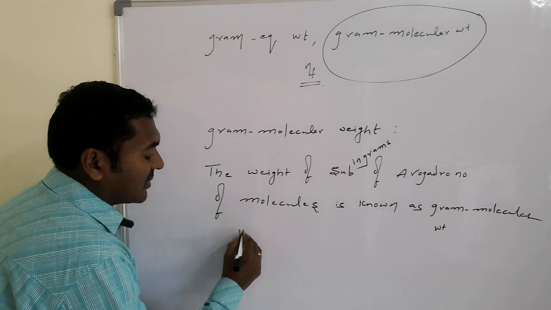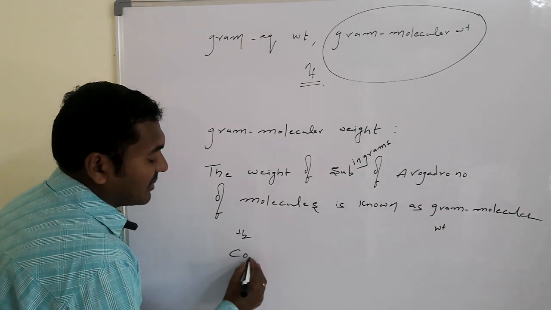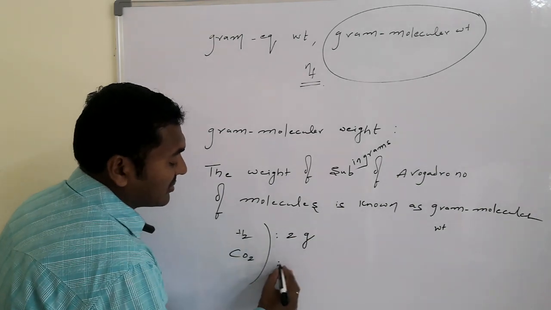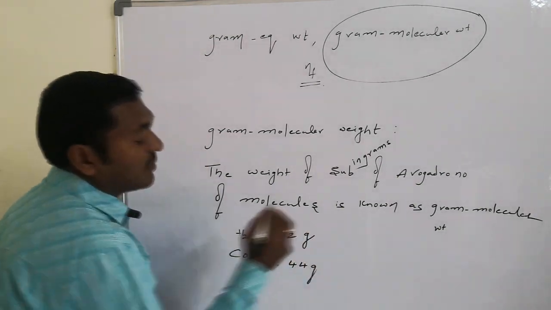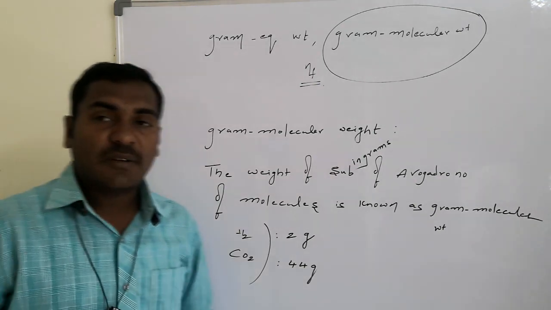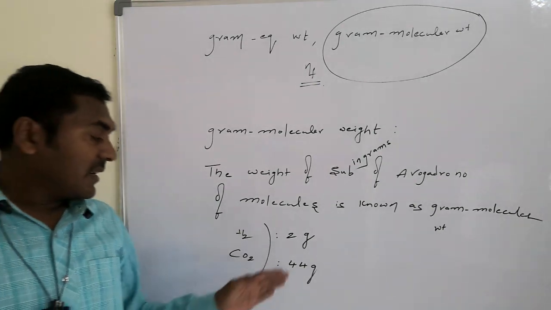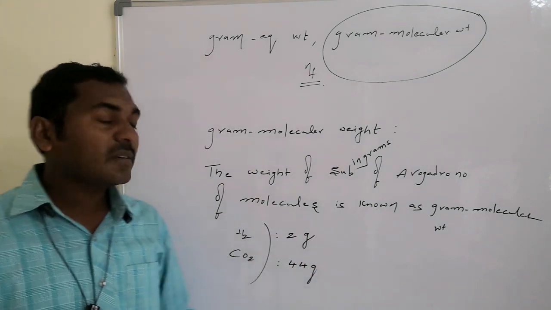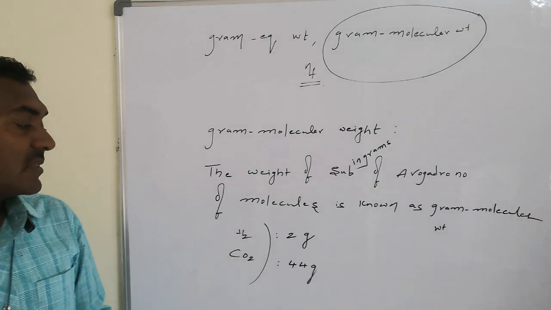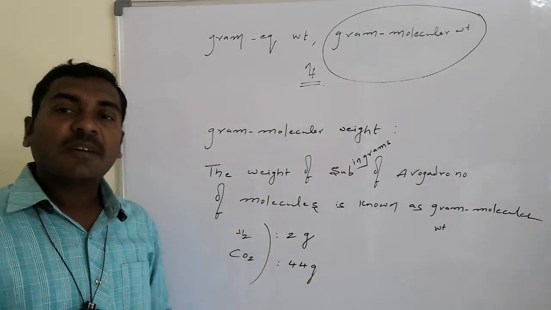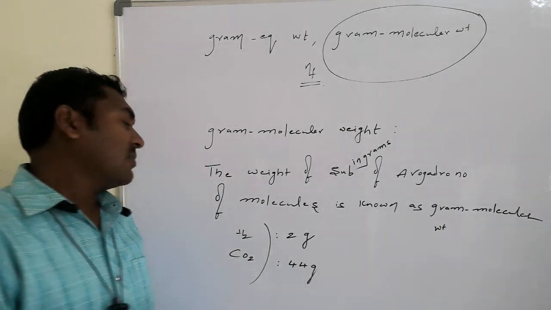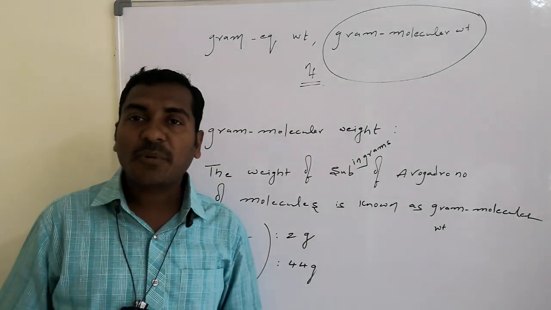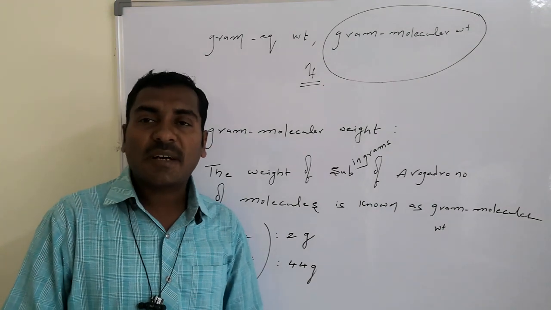Suppose hydrogen is a compound, carbon dioxide is a compound. Here the hydrogen's corresponding gram molecular weight is 2 grams. Carbon dioxide's gram molecular weight is found to be how much? 44 grams. Whereas if I didn't write any grams extension, then that is said to be molecular weight, that is relative molecular weight. Whereas exact molecular weight, instead of grams, has the unit AMU, which is known as atomic mass unit.